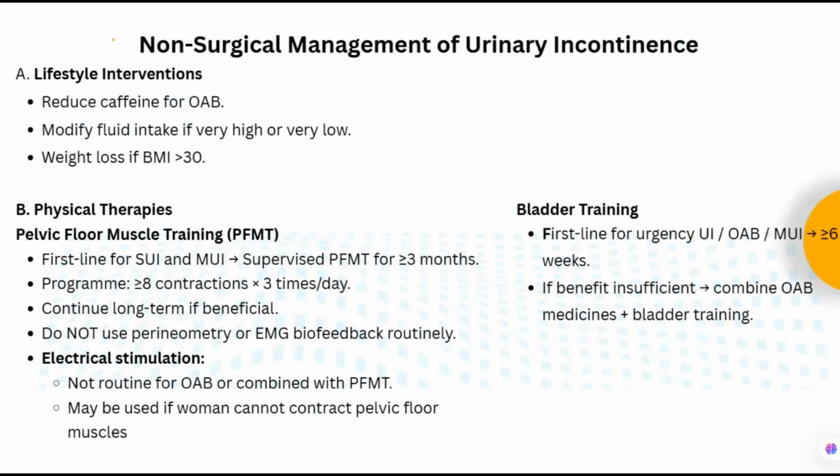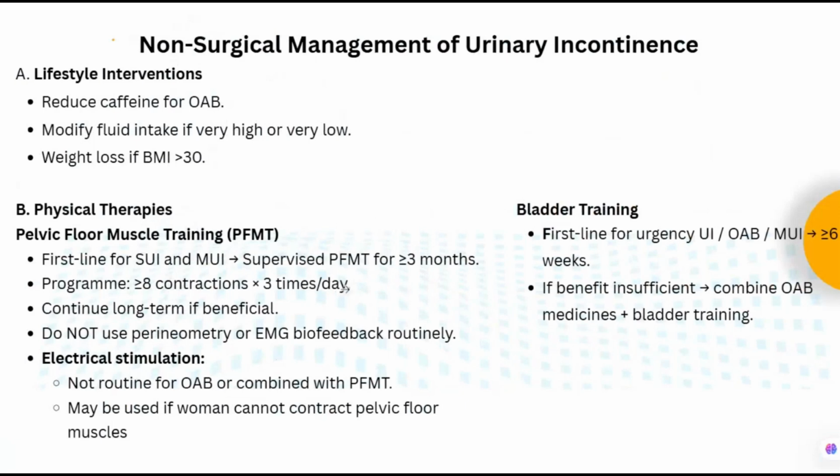Then physical therapies such as pelvic floor muscle training, PFMT, is required. It is first line for stress urinary incontinence and mixed urinary incontinence. What is the duration for SUI? It is 3 months. Pelvic floor muscle training is required for at least 3 months: 8 contractions 3 times a day for 3 months. And this duration you need to remember.